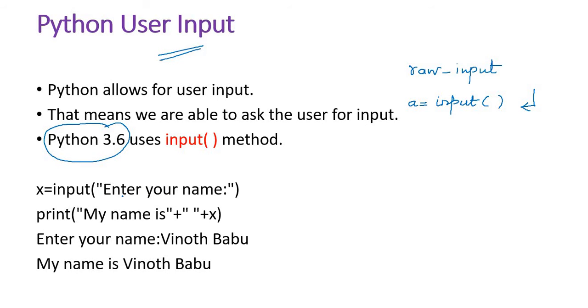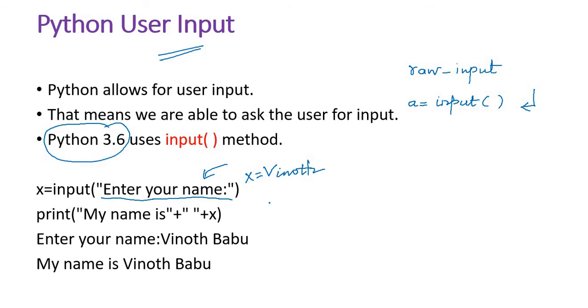Whatever needs to be displayed in the console, I am writing here within double quotes. That same statement will appear in the console. Then you need to feed the input, and that will be automatically assigned to x. Say for example, I am just giving the input as Vinod. Now this Vinod is assigned to x.